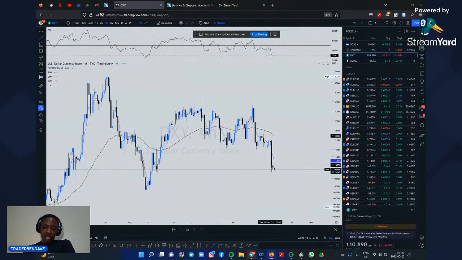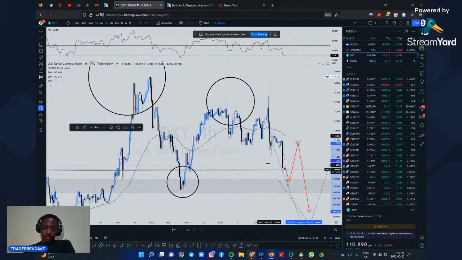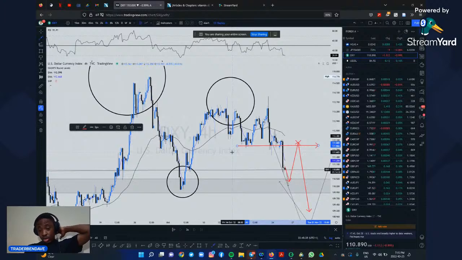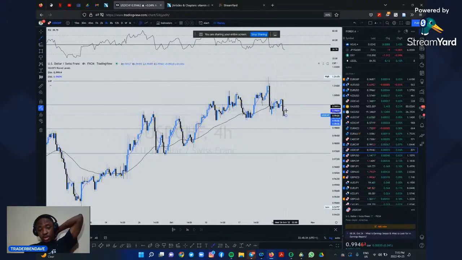So if you look at the Dixie, this is what I'm looking at. Strength and weakness. So that is what I'm looking at on the Dixie and the dollar as a whole. So Euro USD, USD CHF, I'll be looking at a pullback and a drop.